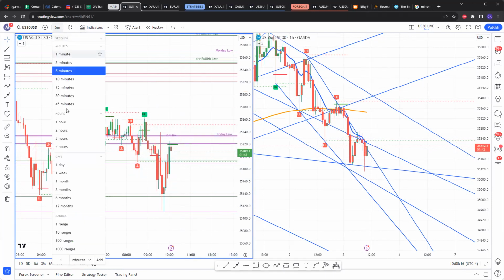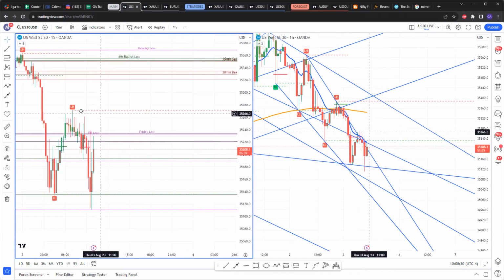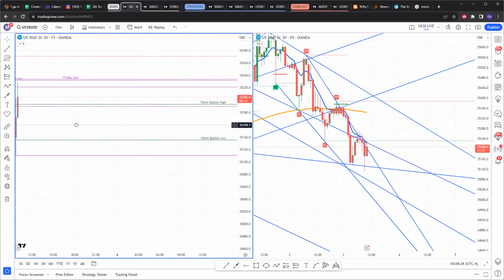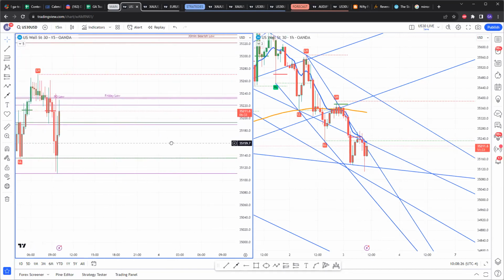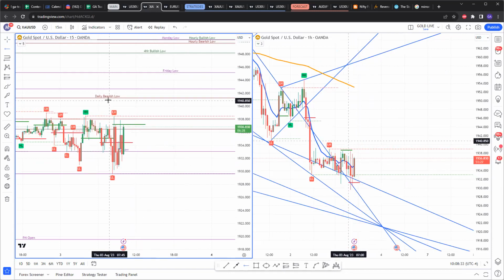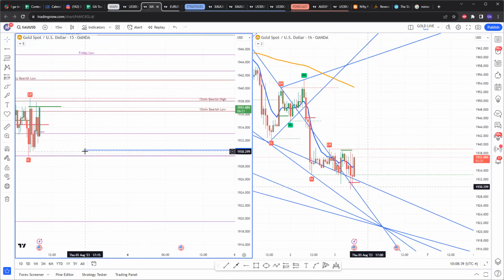But anyway, stepping away from the parabolic strategy, let's see what zones we are in right now. US 30, we are in a 15-minute bullish high and low zone, so nothing major for the order blocks area. For gold, you can see we have a daily bearish low at the 1941 area. That's the only other thing to watch out for.